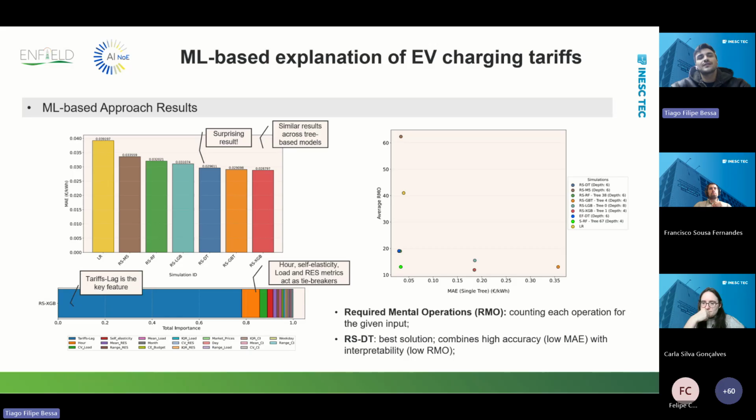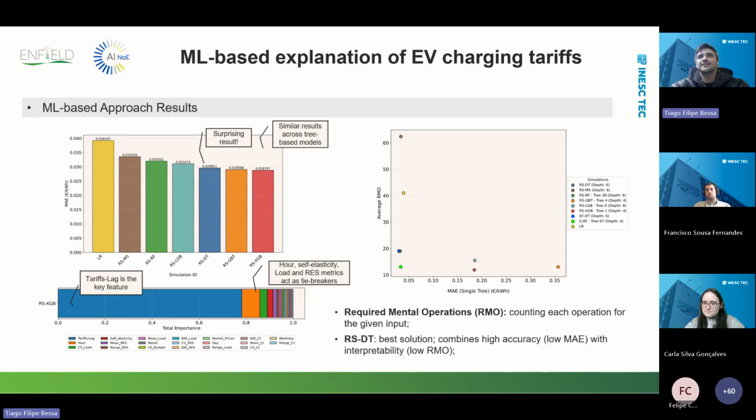However, XGBoost is not directly interpretable, but it's explainable. You can use strategies like extracting the feature importance of the model and see which features are directly impacting the model the most. In this case, it was the tariff-like feature, and some others like self-elasticity, load, and metrics related to the solar generation that acted as tiebreakers.